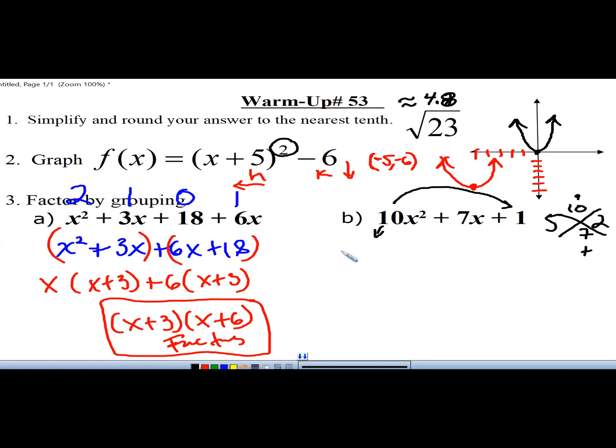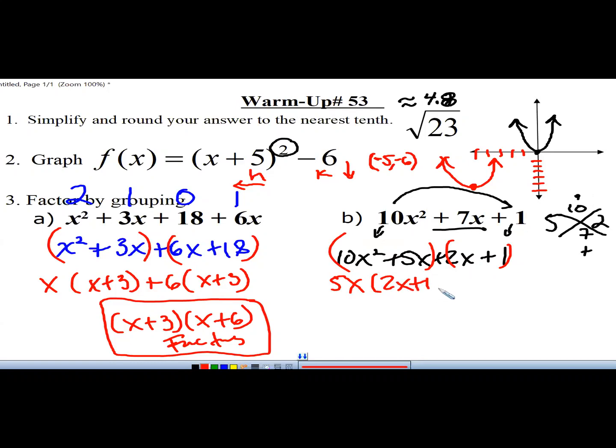So I'm going to rewrite this. 10x squared. Instead of 7x, I write 5x plus 2x. Bring down plus 1, the last term. Let's group the first two and the last two. First two, GCF is 5x, and I'm left with 2x plus 1. GCF for the last two is basically just 1. We're left with 2x plus 1. So my factors are 2x plus 1 and 5x plus 1.